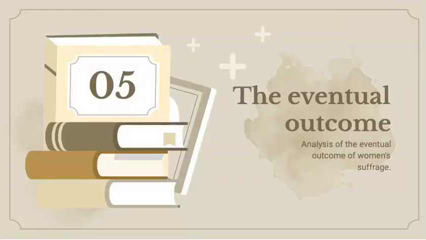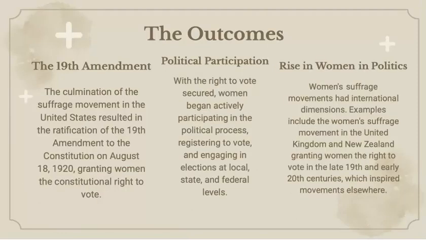Next is the eventual outcome of women's suffrage. Here are just three of the things that came from women's suffrage. First is the 19th Amendment. The culmination of the suffrage movement in the United States resulted in the ratification of the 19th Amendment to the Constitution on August 18, 1920, granting women the constitutional right to vote. Political participation. With the right to vote secured, women began actively participating in the political process, registering to vote, and engaging in elections at local, state, and federal levels.